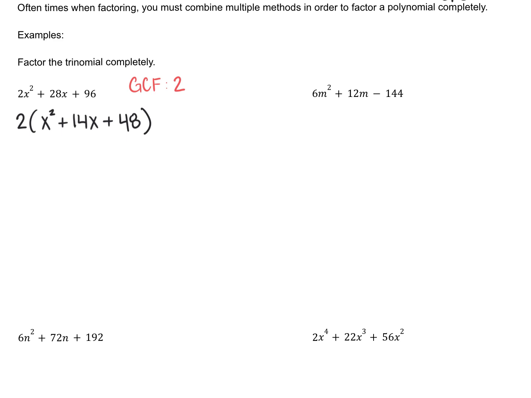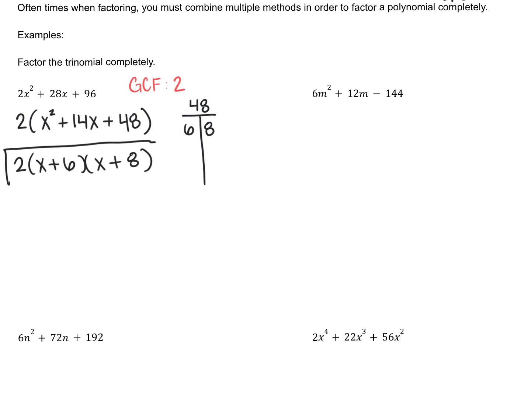Now I'm going to factor the trinomial inside of my parentheses. I'm looking for numbers that multiply to 48 but add to 14. I'm going to go ahead and skip 1 and 48, mainly because 1 and the number is very rarely going to be the answer, especially since I want to add to such a small number like 14. So it is going to be 6 and 8. So I'm going to have 2 and then (x plus 6)(x plus 8). And that is completely factored.